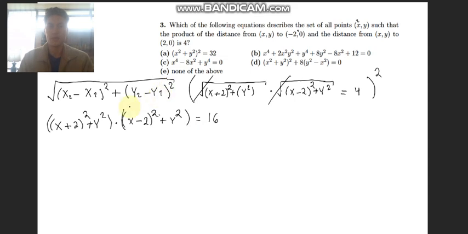Now the next thing we can do is to expand this polynomial to see how we can rearrange it. This is x squared plus 4x plus 4 plus y squared, times x squared minus 4x plus 4 plus y squared, equals 16.